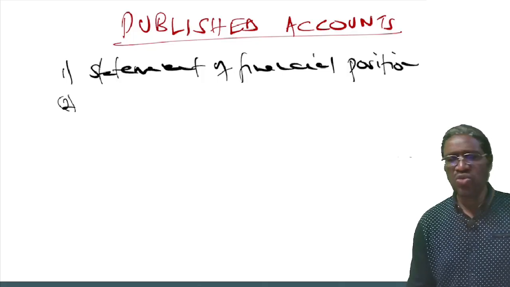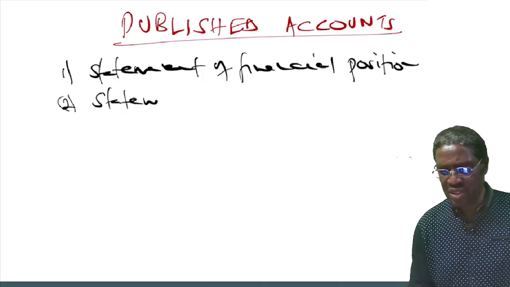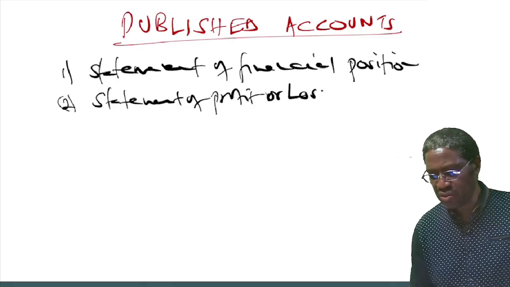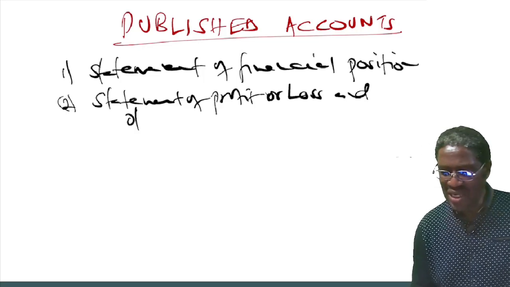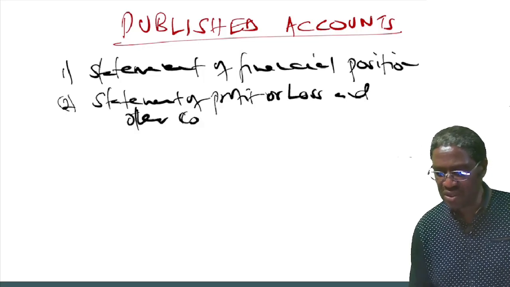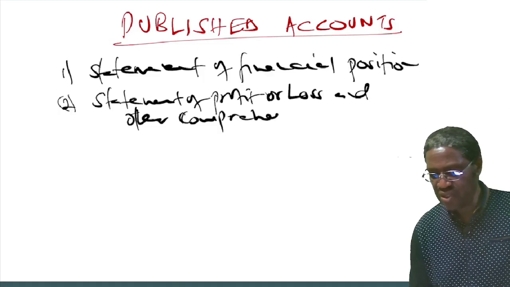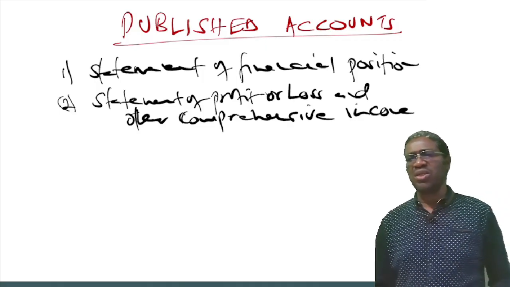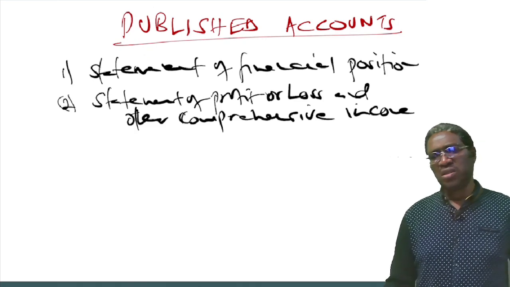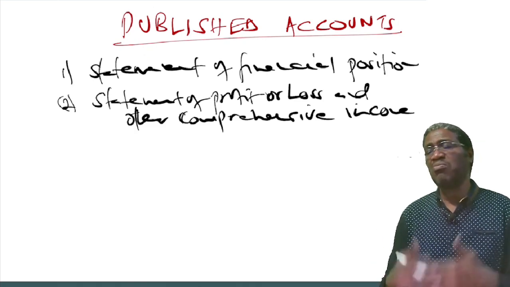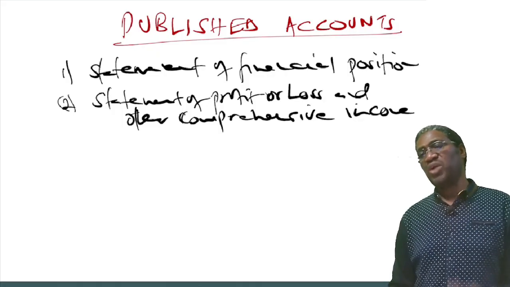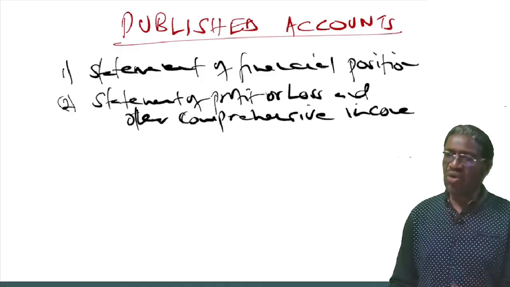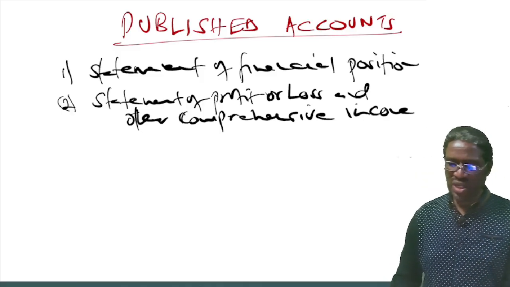Number 2, you are required to include what we call statement of profit or loss and other comprehensive incomes. In simple terms, this is what you could also call income statement. You could find some books calling it income statement. So we are supposed to include a statement of profit or loss for the company and what we call other comprehensive incomes. We shall look at them later.